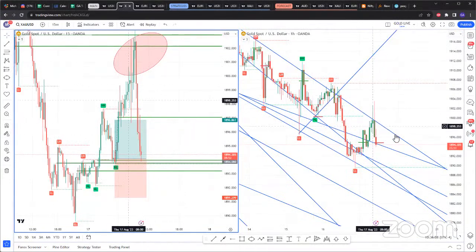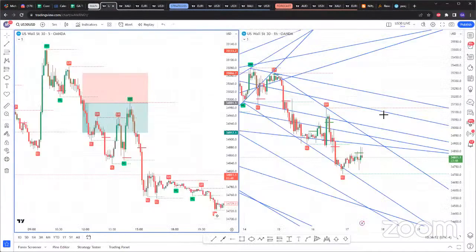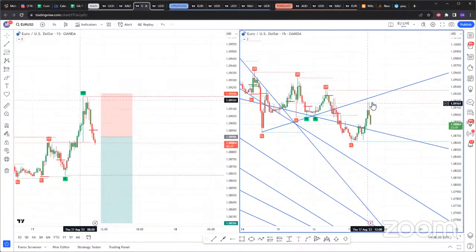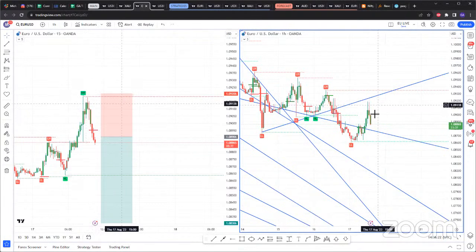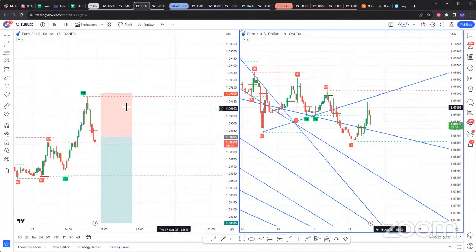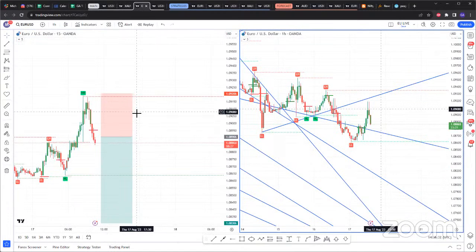Right now, the gold trend lines on the hourly are matching my daily bias. US 30 right now is in no man's land regarding trend lines. EU is coming back down, rejected off of this. It didn't test this trend line exactly, but it's coming back down. So you can see it's rejecting back down.